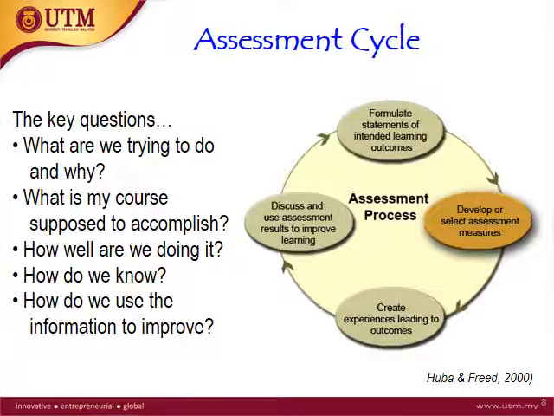Now, this is the assessment cycle. It gives us a framework for developing an assessment plan at the course level. It consists of 4 stages. It starts with formulation of the intended learning outcomes, that is what we want students to learn, followed by developing or selecting assessment methods that allow us to measure or to gather information on the students' achievement.